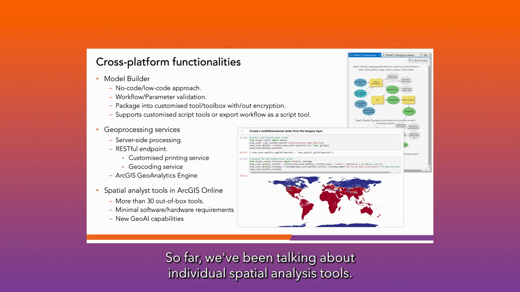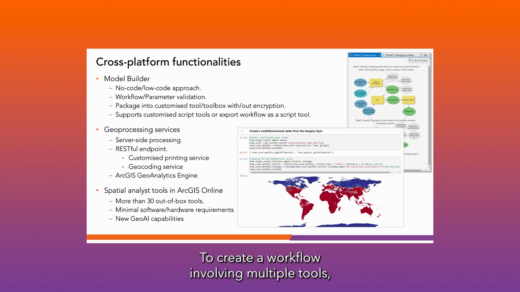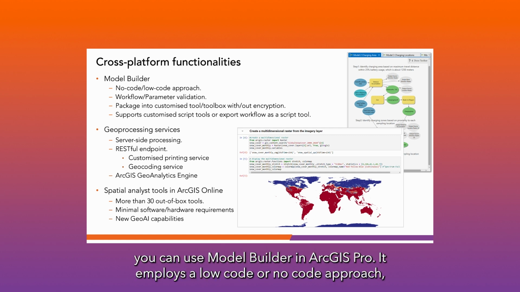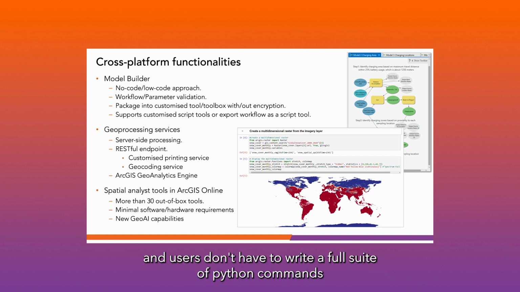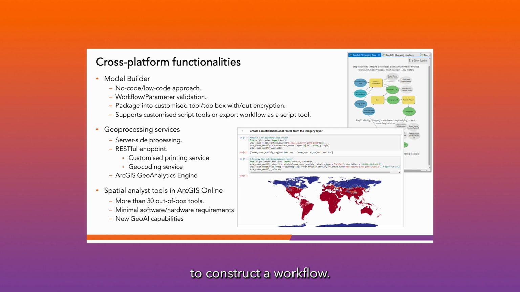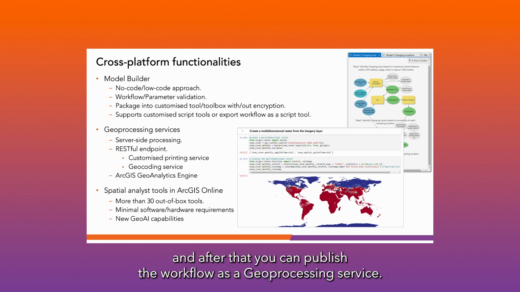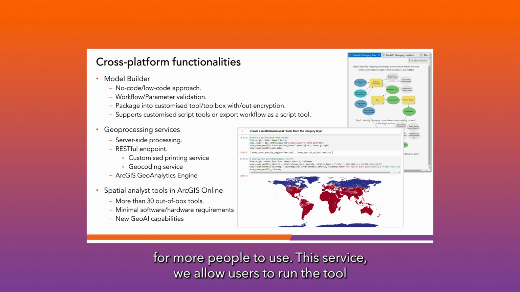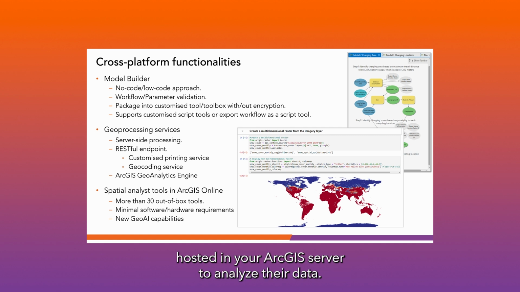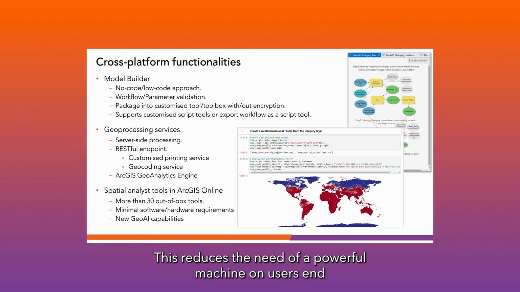So far, we've been talking about individual spatial analysis tools. To create a workflow involving multiple tools, you can use ModelBuilder in ArcGIS Pro. It employs a low-code or no-code approach, and users don't have to write a full suite of Python commands to construct the workflow. The workflow itself is also able to validate itself. And after that, you can publish the workflow as a geoprocessing service for more people to use. This service will allow users to run the tool hosted in your ArcGIS Server to analyze their data. This reduces the need for a powerful machine on the users' end.